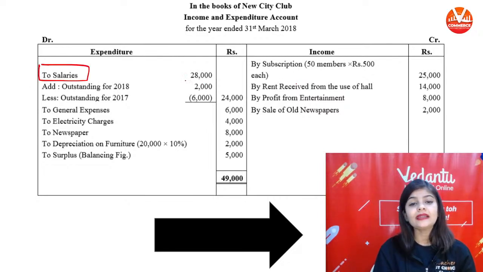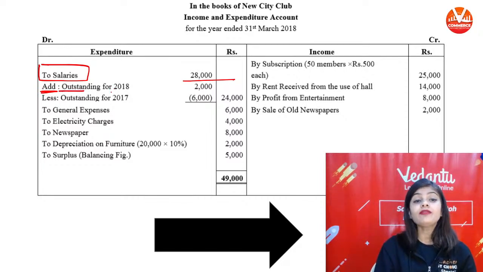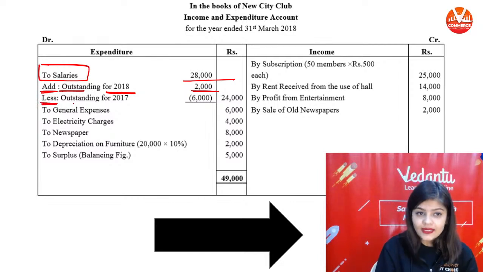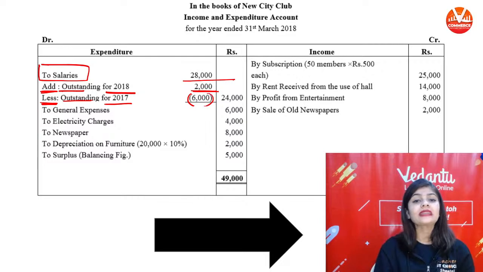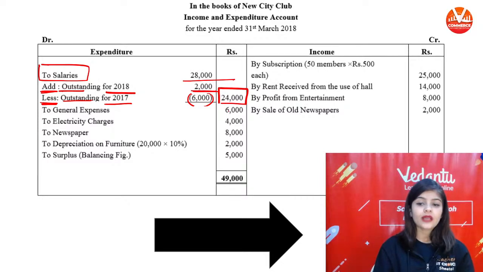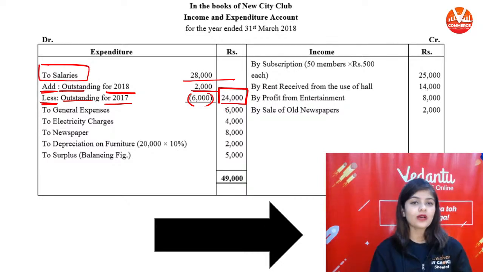So to salary 28,000, you will add outstanding for current year 2000, and you will subtract outstanding for previous year. We will subtract 6,000. So 30,000 minus 6,000, it will be 24,000.